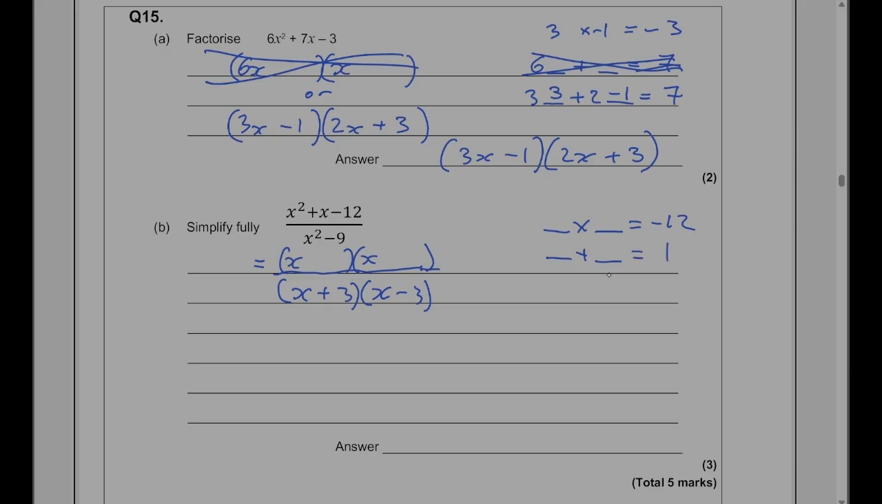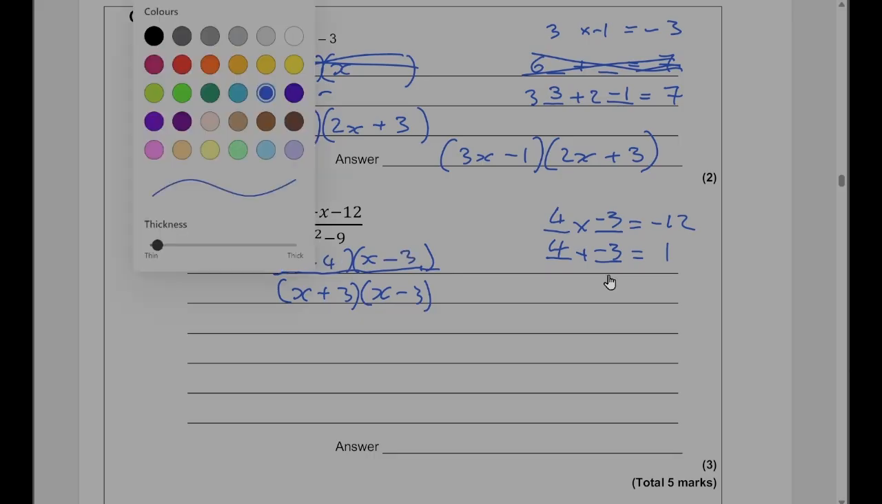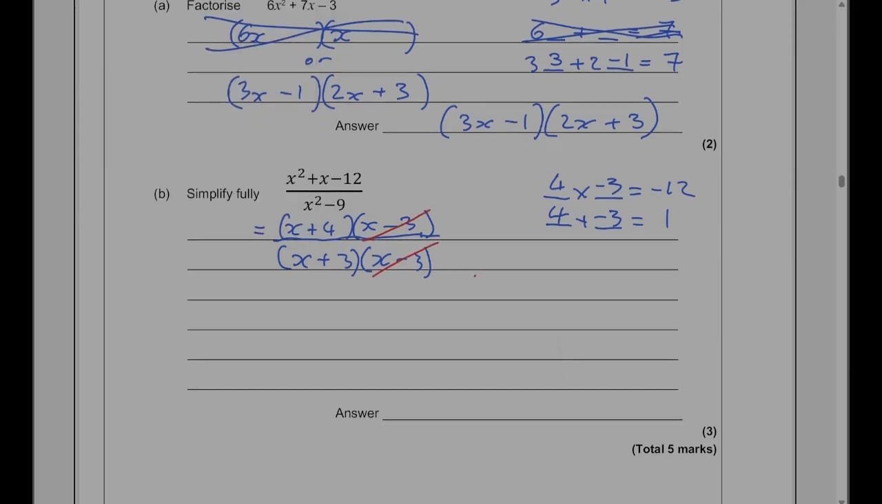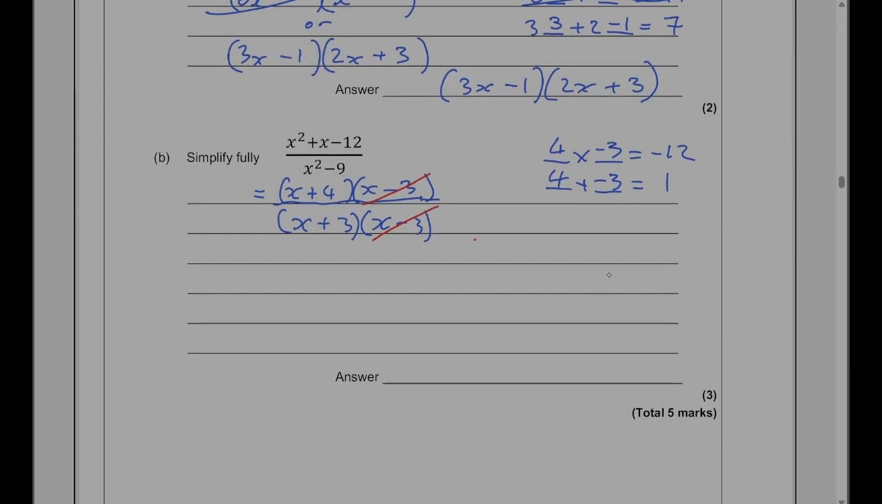Because of that, one of them is going to be negative, one of them is going to be positive, and the positive is going to be 1 bigger. So we're looking at 4 and minus 3. That works fully. So one of the brackets is a +4, the other one is a -3. And then we've got -3 on the numerator and the denominator, so they will cancel to just give us x + 4 over x + 3.